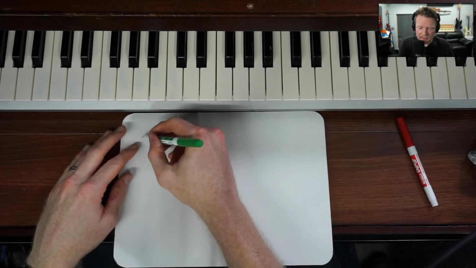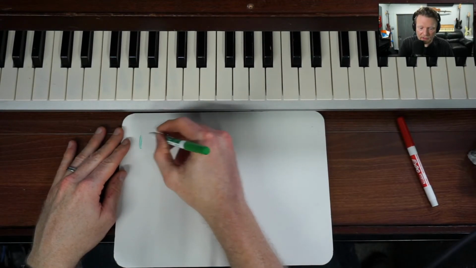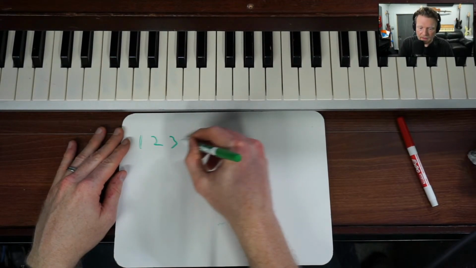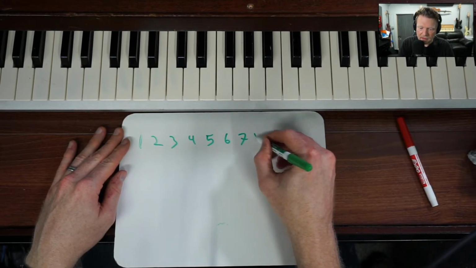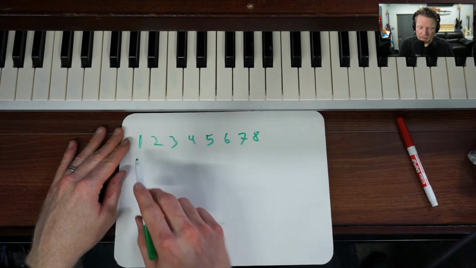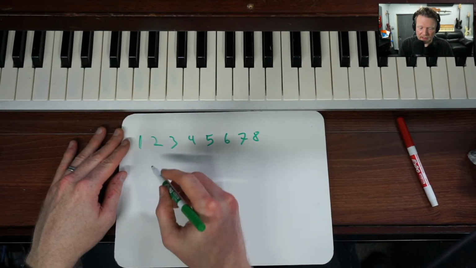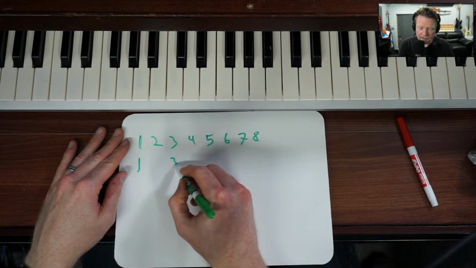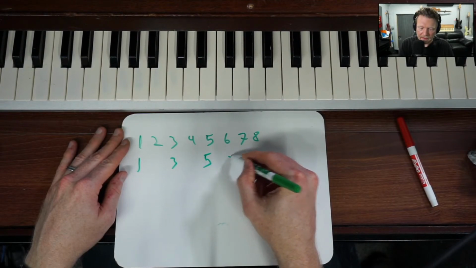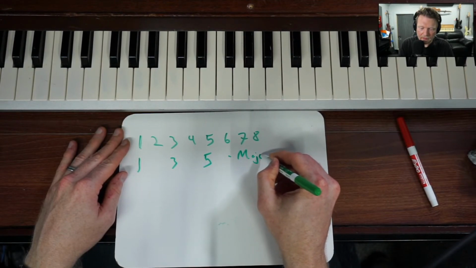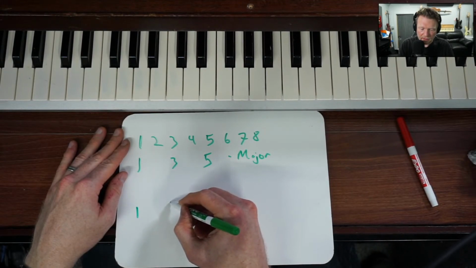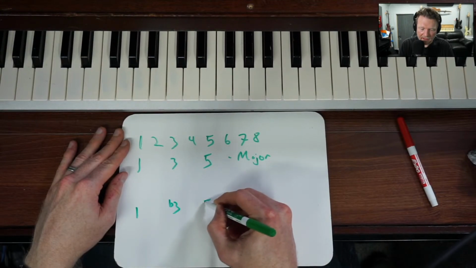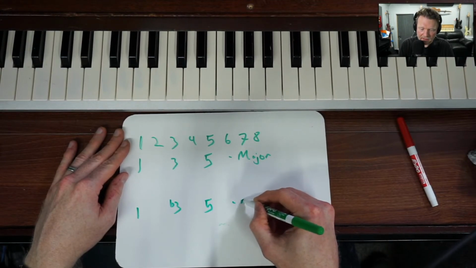So again, we have our scale, whatever it is. Again, from our previous lessons, your major chord is going to be the 1, the 3, and the 5. That's major. And then your minor chord is going to be the 1, the flat third, and the 5. And that's going to be minor.